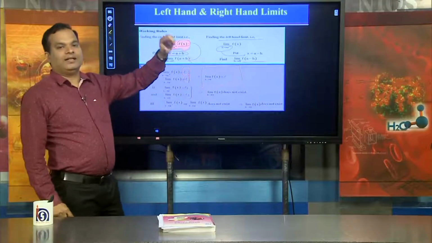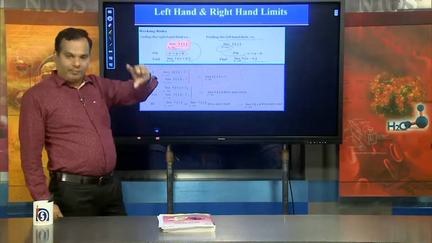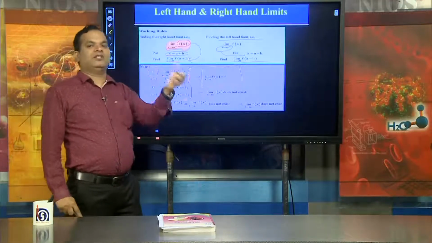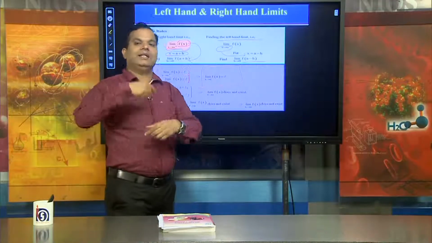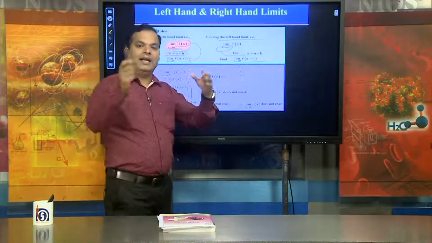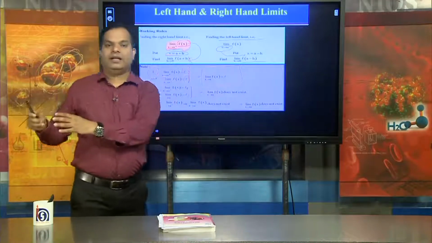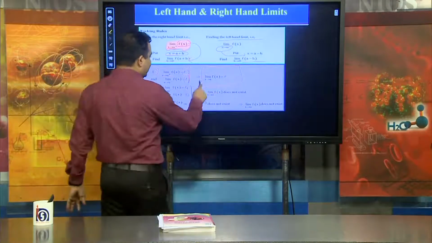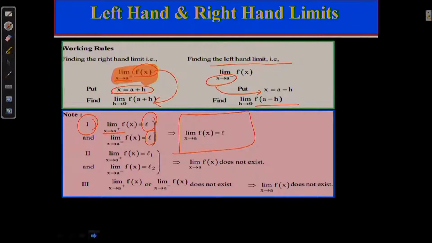It is not written a minus or a plus. Limit extends to a means the limiting value exists and left hand limit is equal to right hand limit. At that time I can write limit extends to a f of x equal to L because the values of both are equal.